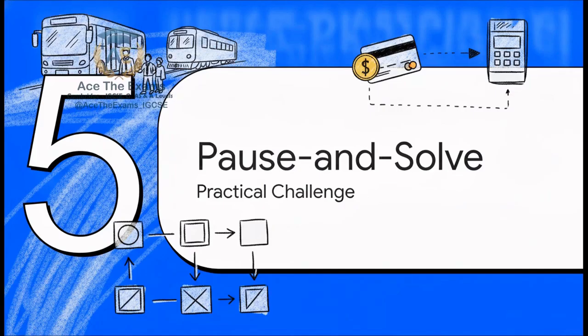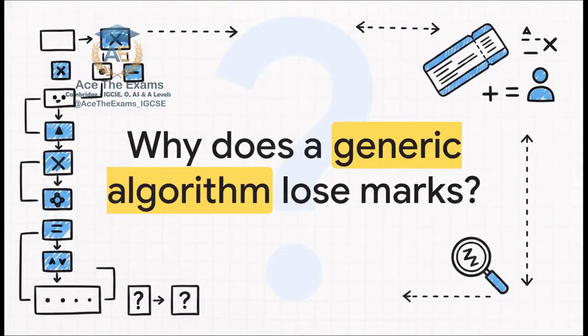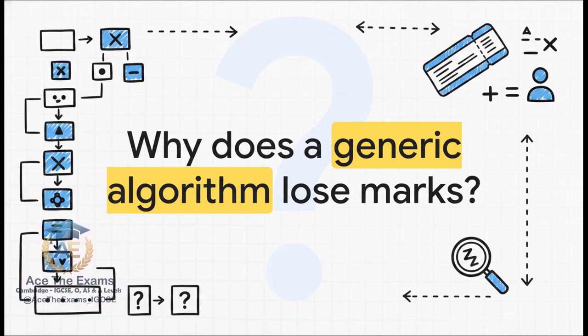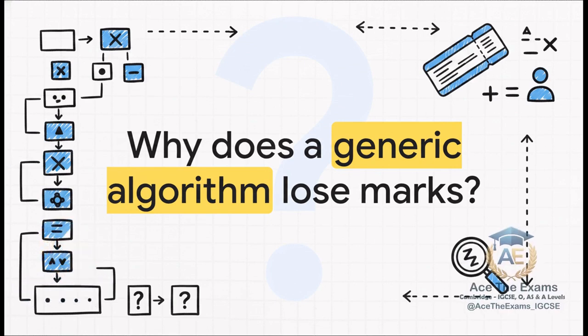Time for the Pause and Solve challenge. Imagine you're asked to design an algorithm for a train system to determine the correct passenger fare. Try to spot the error here. Go ahead and pause this explainer for a second and really think about it. Why does an answer that just generally says the algorithm will input the passenger details and calculate the cost of the ticket fail the Cambridge mark scheme? What's missing from that answer?